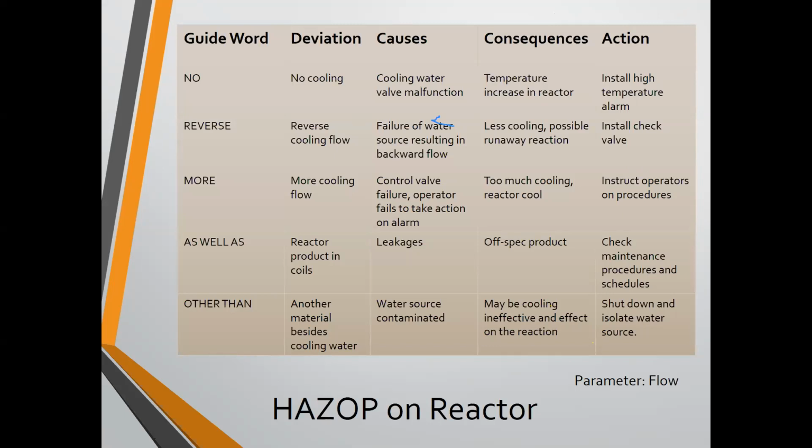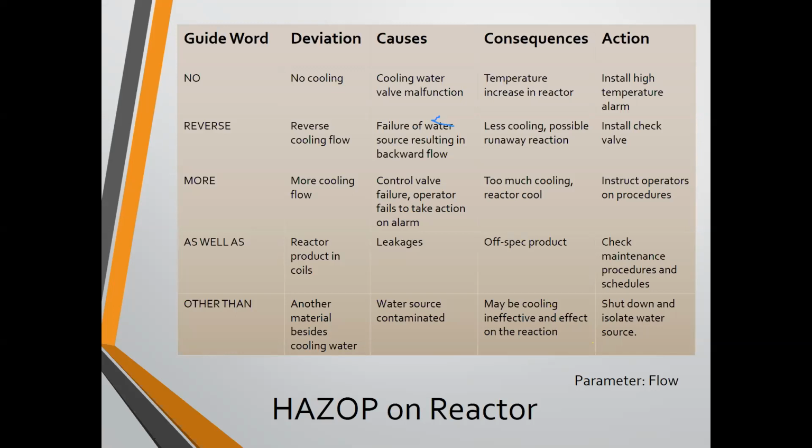So what is the cause? Probably the cooling water valve is malfunctioning. And what is the consequence? The temperature in the reactor increases, and because of that the reactor can either burst, or overflow, or give an improper reading to the operator. So what is the action for that? We can install a high temperature alarm, which can give pre-trip alarms to the operator, so that the operator can intervene in the system and make the cooling system normal again.